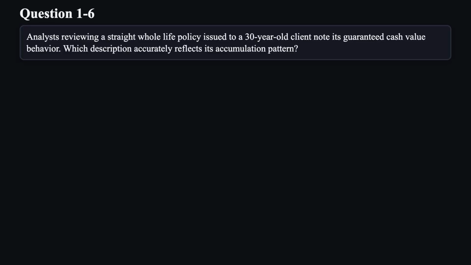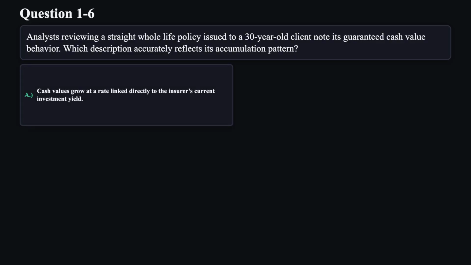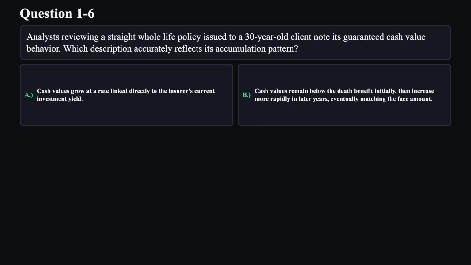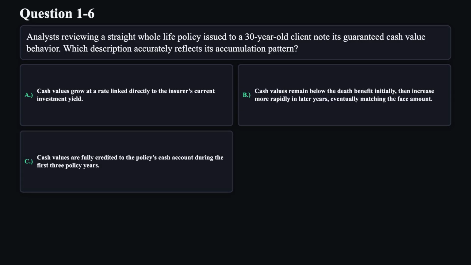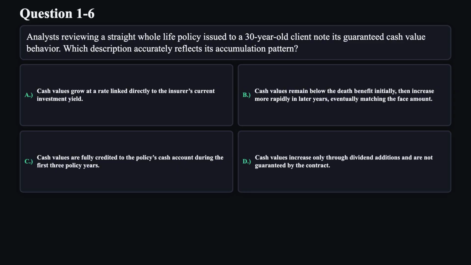Question 6. Analysts reviewing a straight whole life policy issued to a 30-year-old client note its guaranteed cash value behavior. Which description accurately reflects its accumulation pattern? A. Cash values grow at a rate linked directly to the insurer's current investment yield. B. Cash values remain below the death benefit initially, then increase more rapidly in later years, eventually matching the face amount. C. Cash values are fully credited to the policy's cash account during the first 3 policy years. D. Cash values increase only through dividend additions and are not guaranteed by the contract.